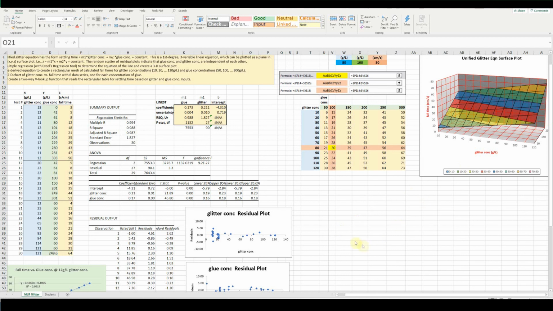So multiple linear regression is very easy to do in Excel. It's a very powerful tool that you may find some application for in your place of work. Hope that's been helpful. Thanks for watching.